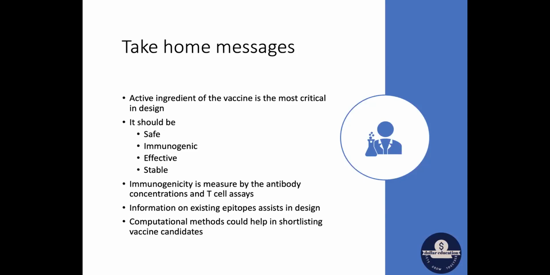We are going to talk most about the immunogenic part, because effectiveness is tested only when we inject into individuals, but immunogenicity can be predicted by computer methods. Immunogenicity is measured by antibody concentration and T cell assays, and existing information on epitopes that are helpful for B cell and T cell responses is really critical. And these computational methods could really help in shortlisting vaccine candidates.